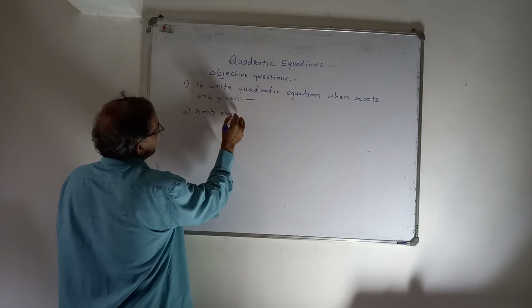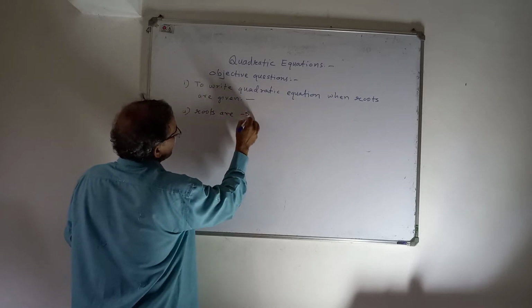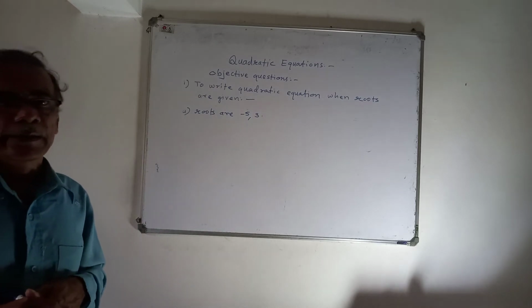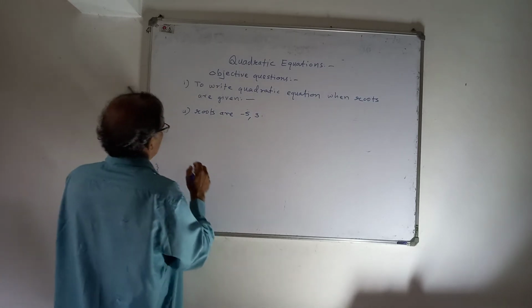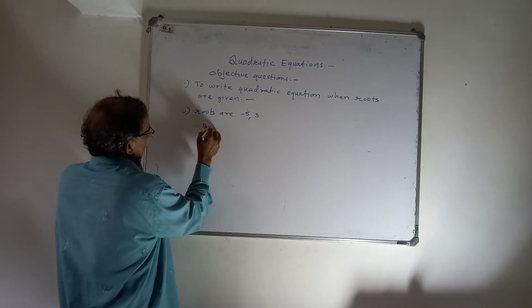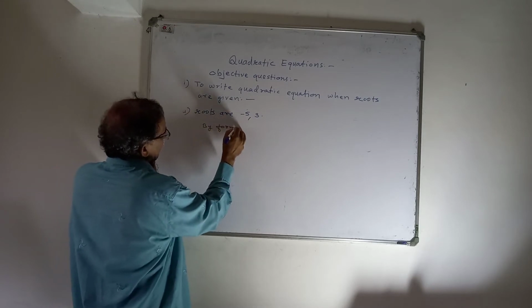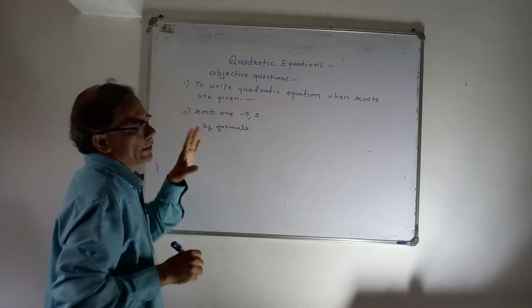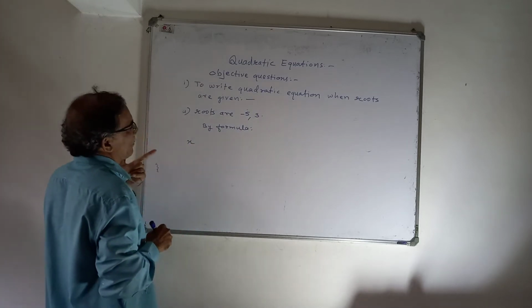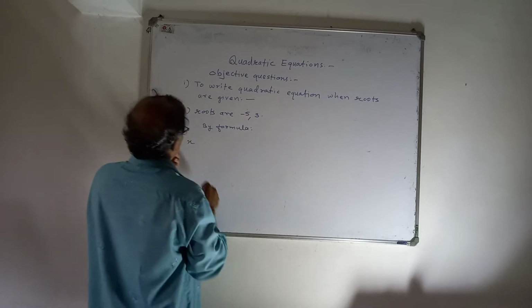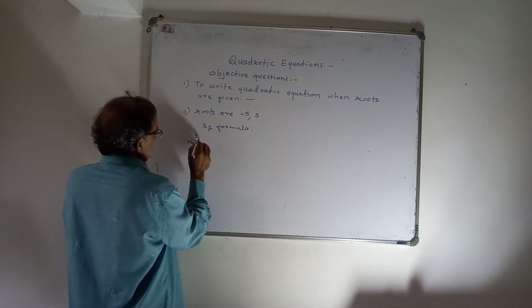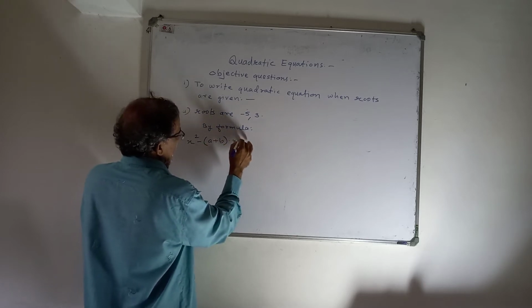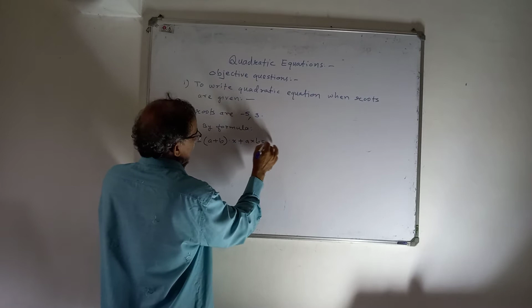Roots are minus 5, 3. Suppose these are the two roots given. Then if you want to use the formula, by formula. Now what is our formula? Write quadratic equation in x. We are writing roots are minus 5, 3. x square minus (a plus b) into x plus a into b is equal to 0.